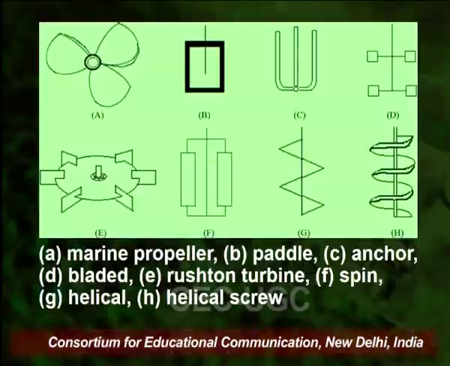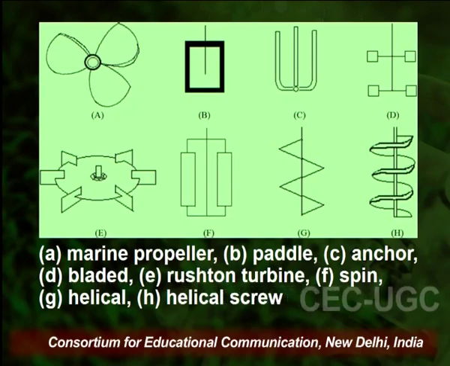Now here you can see some of the impellers that are used in bioreactors at commercial scale. The first one is a marine propeller, then we have a paddle propeller, anchor propeller, then bladed propeller, Rushton turbine propeller, spin propeller, helical and helical screw propellers. Now the names of all these propellers have been given on the basis of their structural characters, like the Rushton turbine, it appears like a turbine.